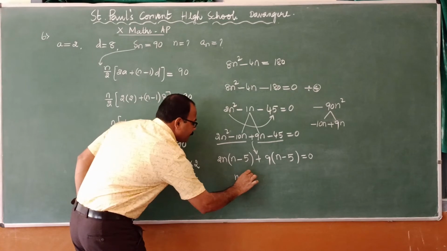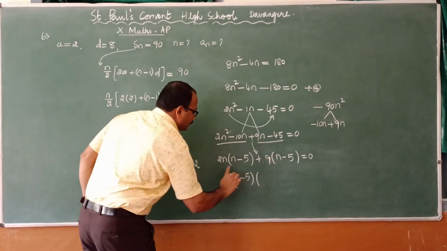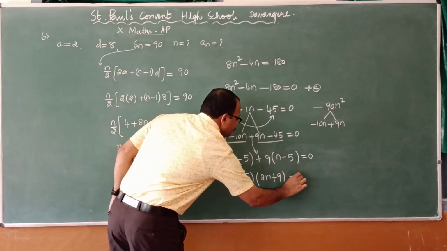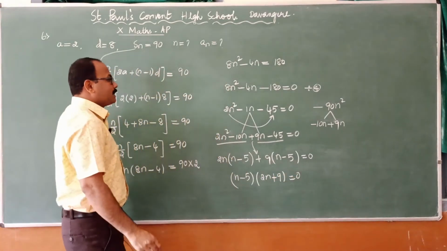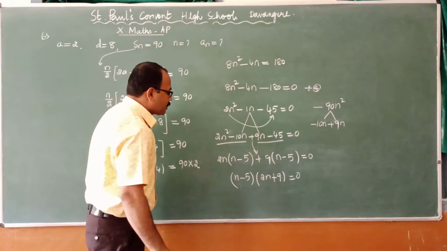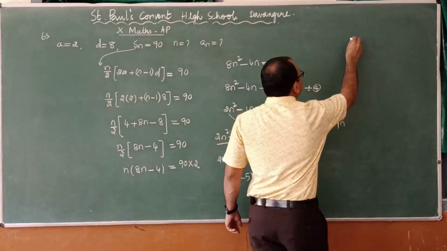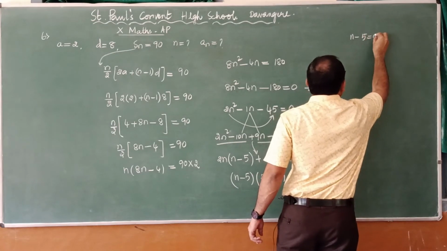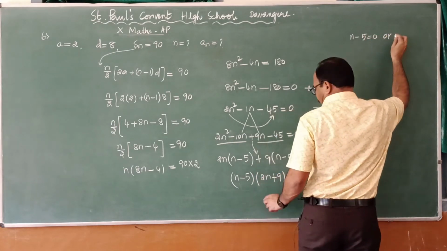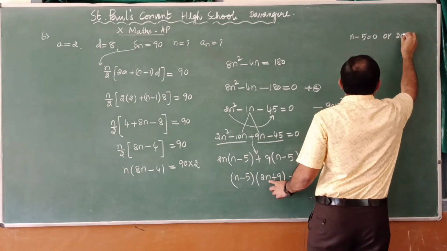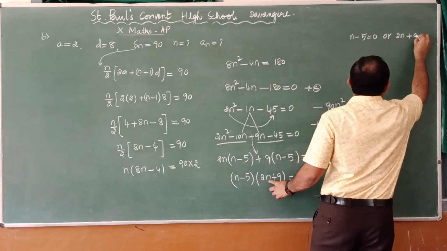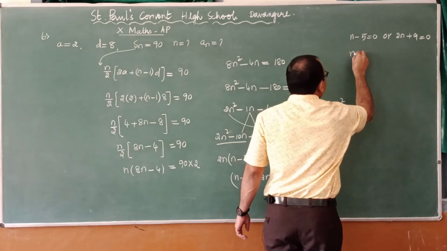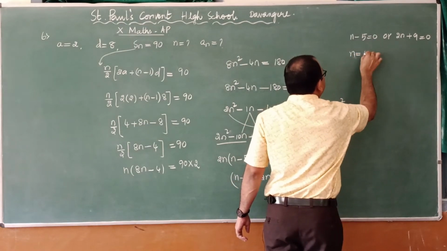(n minus 5) into (2n plus 9) is equal to 0. On finding the value, n minus 5 will be equal to 0, or 2n plus 9 will be equal to 0. On simplifying, n will be equal to minus 5 becomes plus 5.